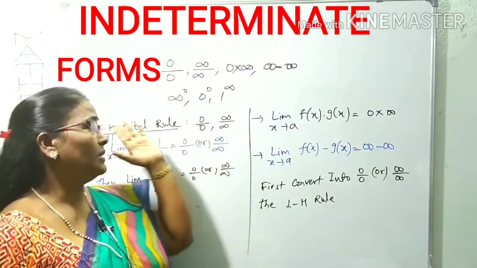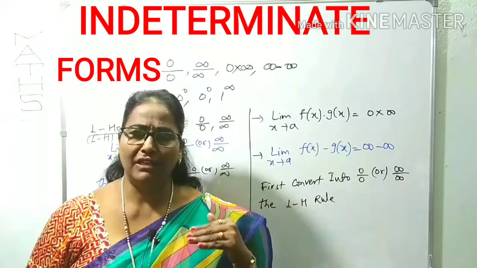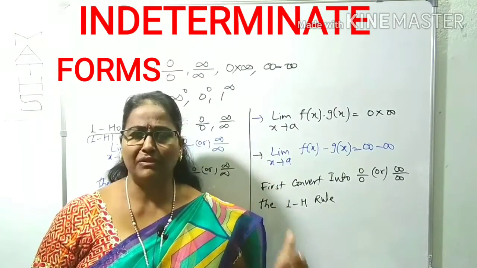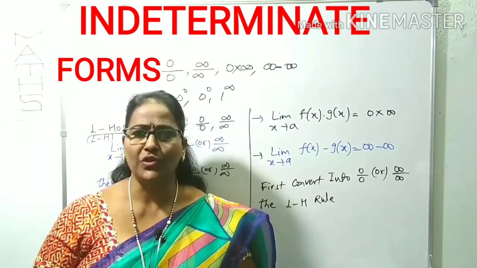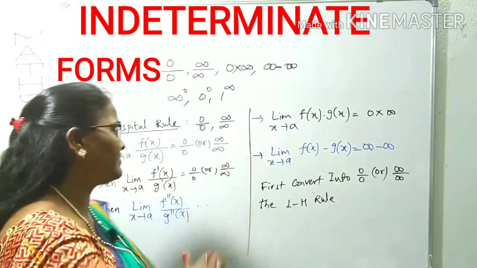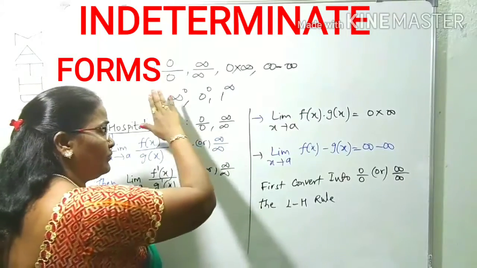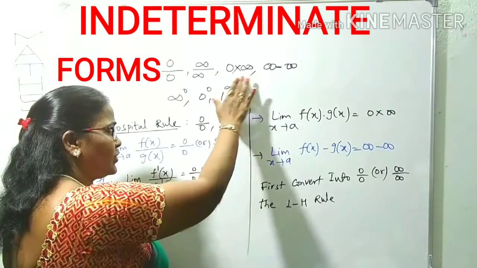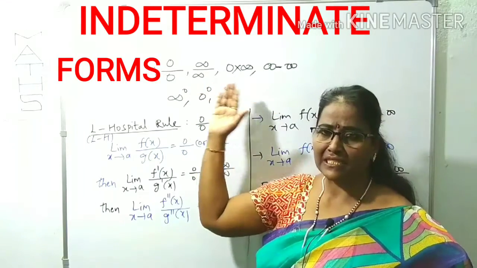We can come across these indeterminate forms while evaluating the limits and continuity. After evaluating these indeterminate forms, then we can get the limits. To avoid that, you have to know the process first. In this video, I am discussing the first 4 types of indeterminate forms. In the next video, I will discuss the remaining 3. The first 4 indeterminate forms you have to know are 0 by 0, infinity by infinity, 0 into infinity, infinity minus infinity. These 4 indeterminate forms I am discussing in this video.